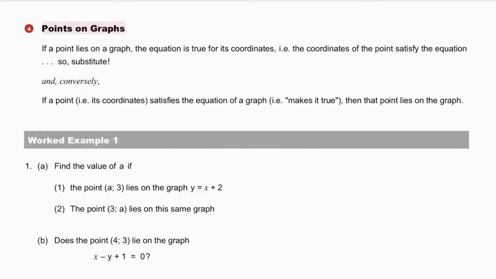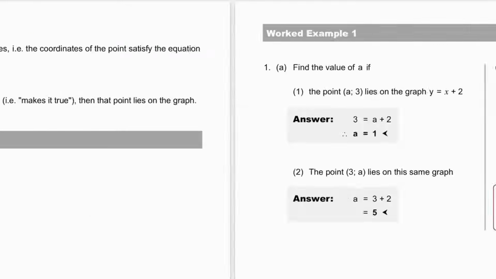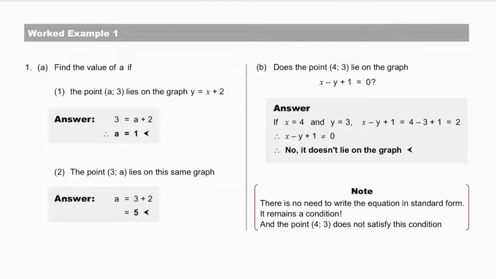So, in considering points on graphs, it follows that if a point lies on a graph, the equation is true for its coordinates, i.e. the coordinates of the point satisfy the equation, so we substitute. And conversely, if a point, i.e. its coordinates, satisfy the equation of a graph, i.e. makes it true, then that point does lie on the graph. Pause while you work through worked example 1 below. Pause again to check your answers.